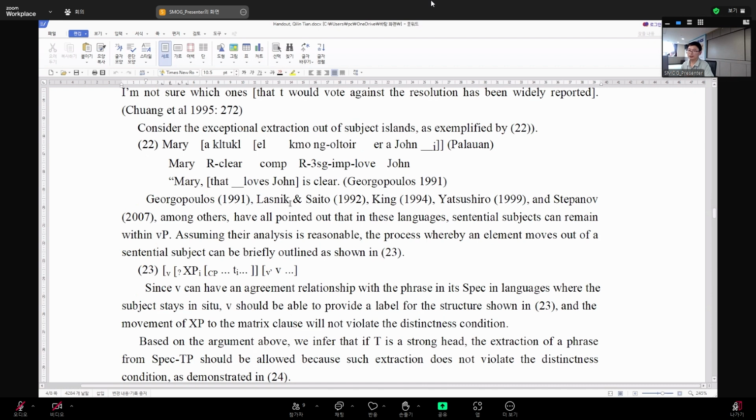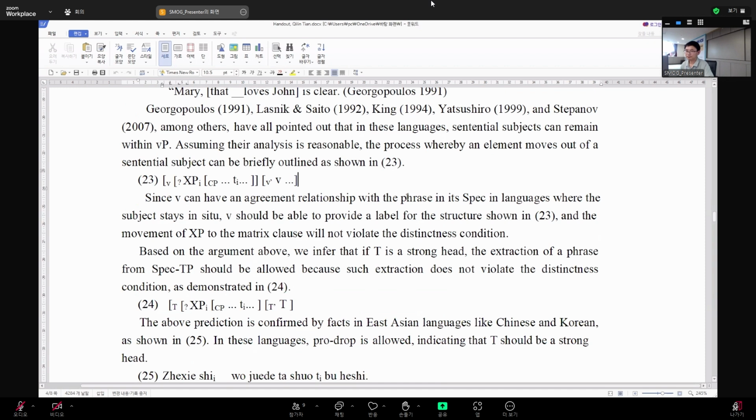A lot of scholars discovered that in many subject in situ languages, the subject element can be extracted. Okay, assume that a lot of scholars have explained this phenomenon. Assume that their analysis is reasonable. The process where an element moves out of a syntactic subject can be outlined as shown in 23.